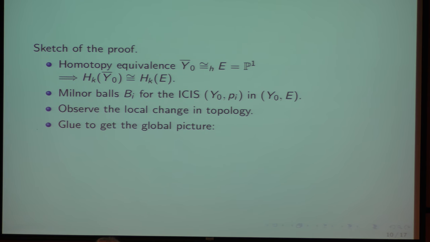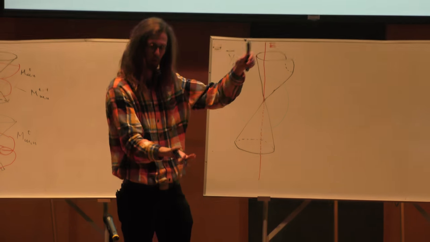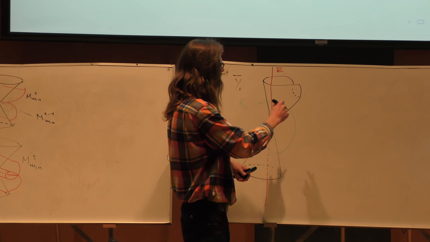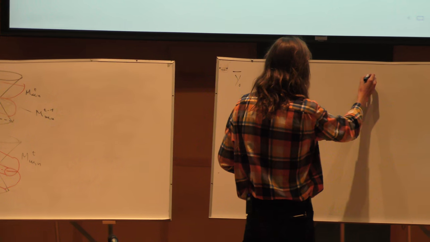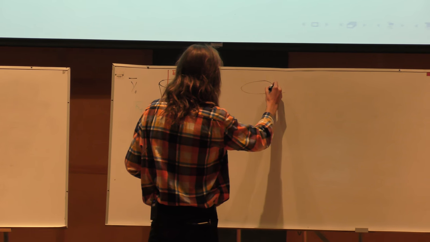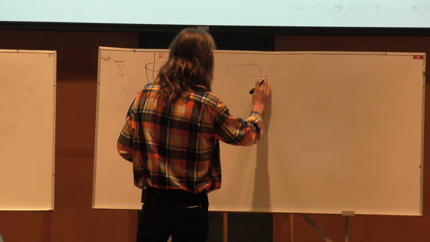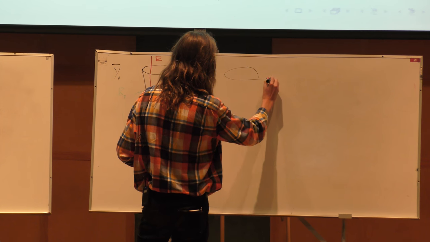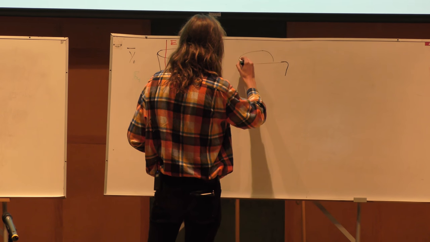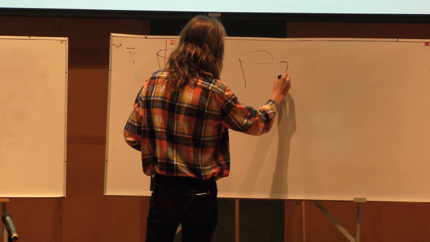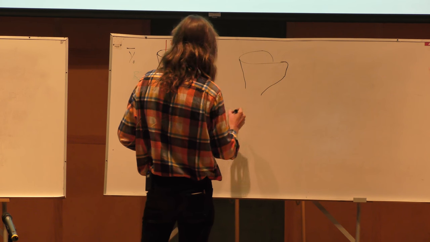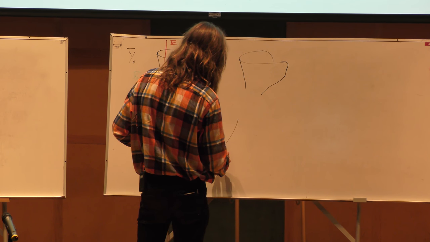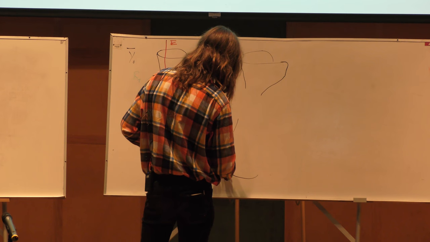Well, we deform this scheme. It's now a global deformation of a global scheme, not only of one singularity. But on the smooth part, nothing happens. If you only consider this as differentiable manifolds, you will get the same picture.